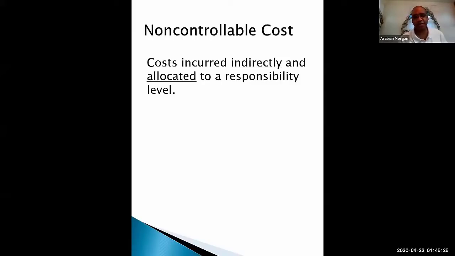That's telling you that the manager really doesn't have control over this particular type of cost. And the word allocated. I did mention this in a previous lesson when we were talking about whether we should eliminate a business segment, an unprofitable business segment. And we needed to pay attention to allocated costs.